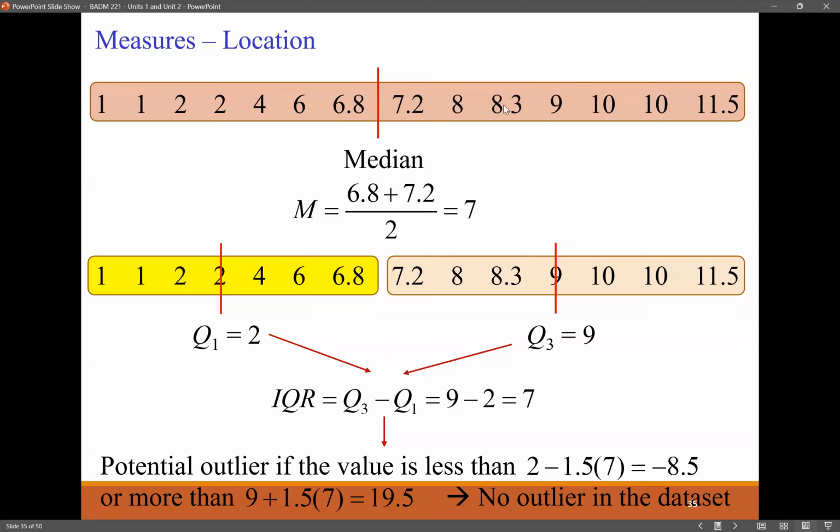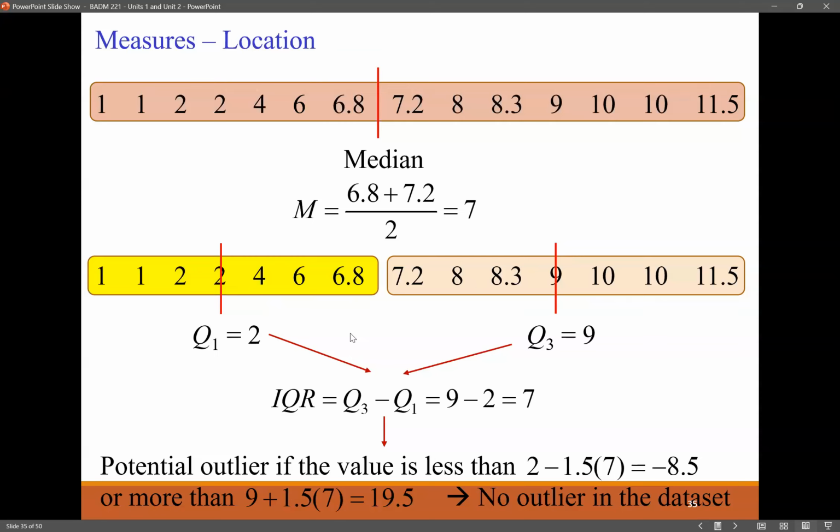This is the first part and this is the second part. And then you can calculate what is the middle of this one. So middle of this is your first quartile and this is your third quartile. Middle of the second half is the third quartile. So you have Q1, Q2 and Q3. So middle 3 parts. And then minimum and maximum. So minimum is your 1, maximum is your 11.5.